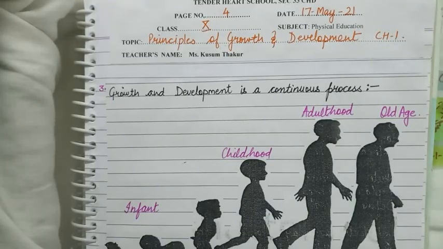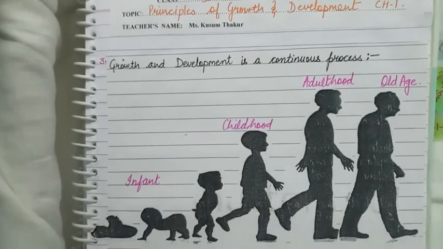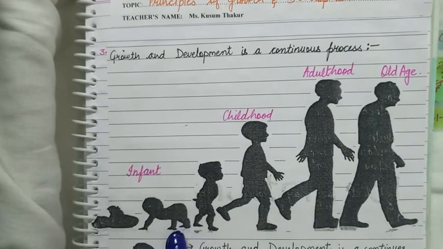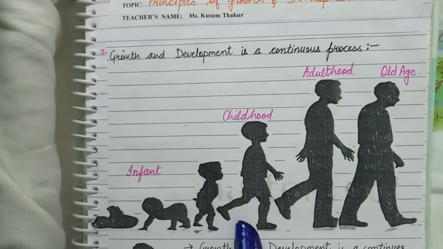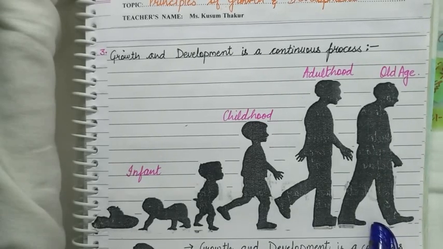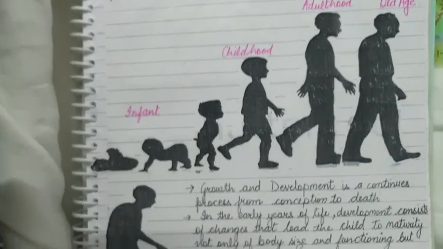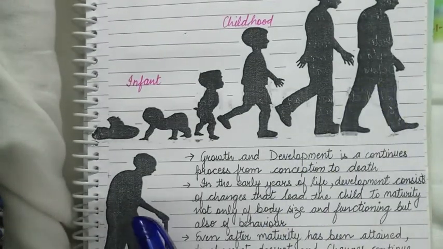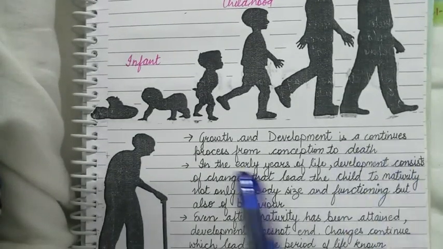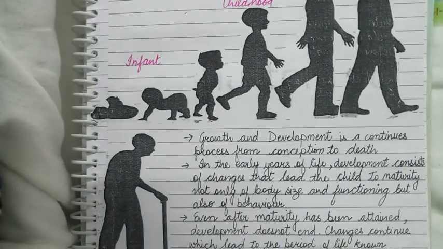Third, growth and development is a continuous process. In this diagram, I show an infant, crawling position, standing, and this is childhood when they run and walk, then adulthood, and old age. Both diagrams show this, and this diagram is old age. Growth and development is a continuous process from conception to death.